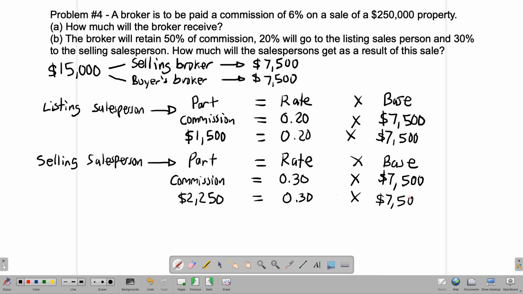Is what the selling salesperson received as a commission. And this is what we wanted to show for problem number 4.